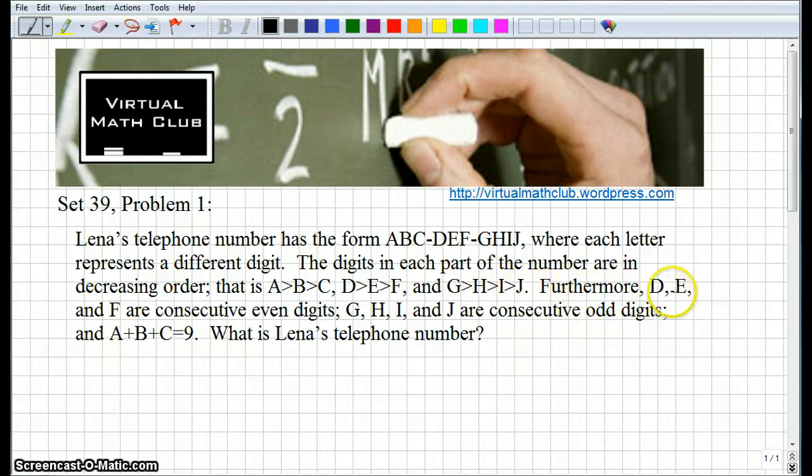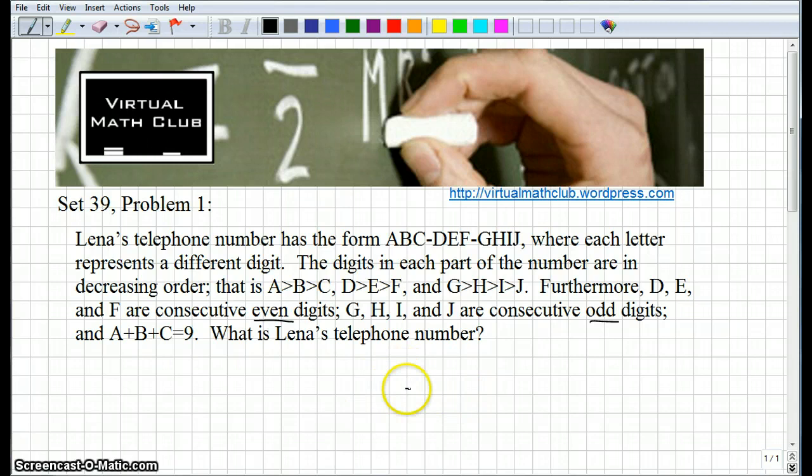Furthermore, D, E, and F are consecutive even digits, and G, H, I, and J are consecutive odd digits. And A plus B plus C is equal to 9. What is Lena's telephone number?